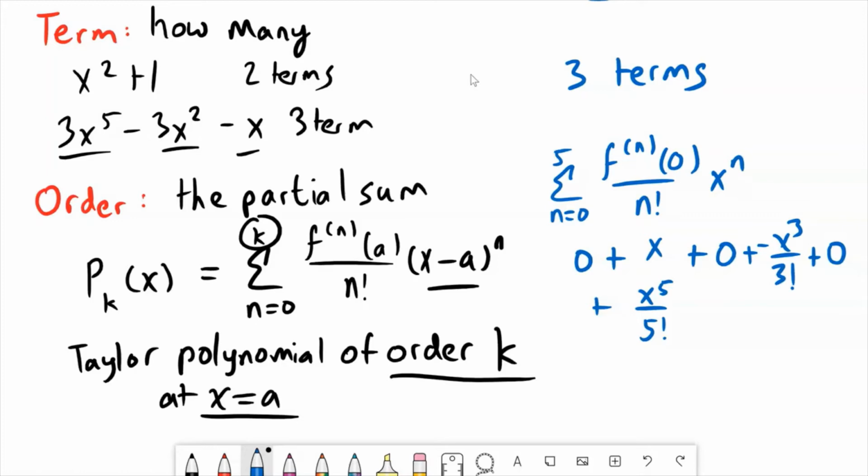Another way I would like to think about it is, how many derivatives did I take? Because 5 has to basically appear here. Since I took 5 derivatives, it is a 5th order. And that's actually why we describe it the way we do. Why is it called order? Because that's how many derivatives we take.